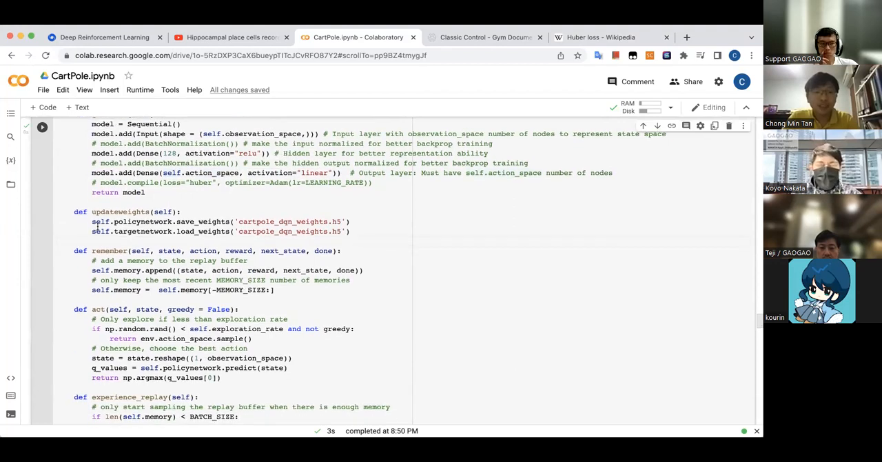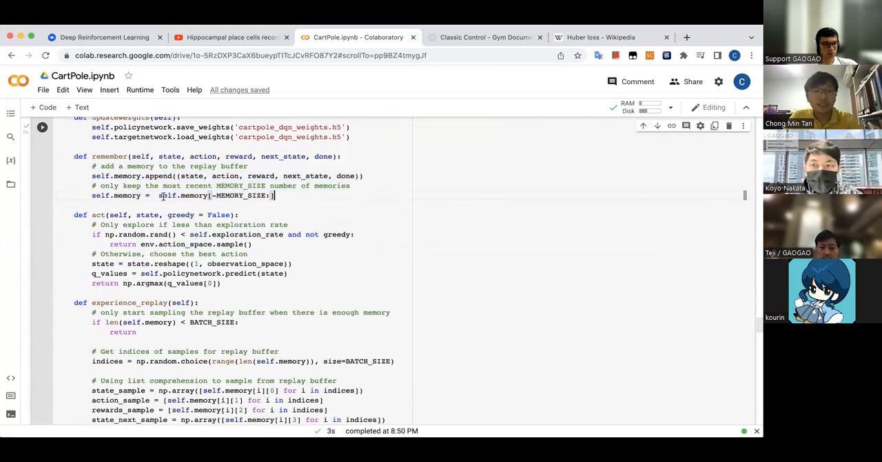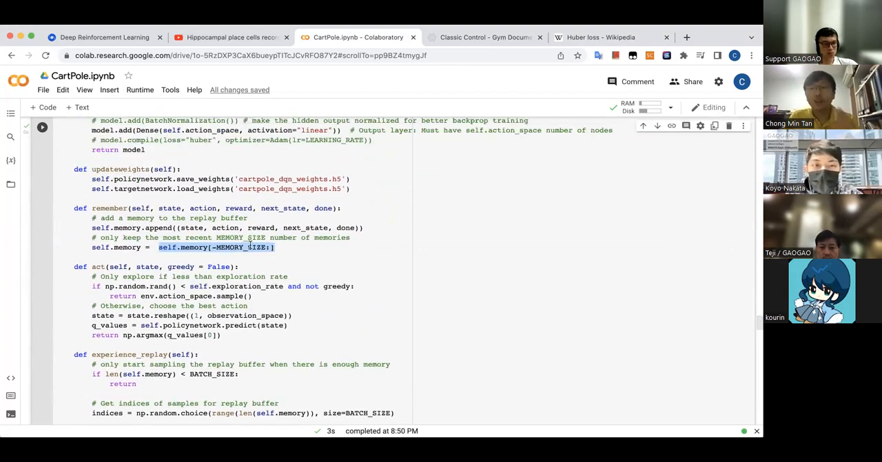Update weights is the way to update our target network to make it the policy network. You can see that we take the weights from the policy network, and then we update the weights of the target network. Remember is to add an episode to the memory: state, action, reward, next state, done. self.memory is basically the memory we have, and we only store memory-size number of memories.